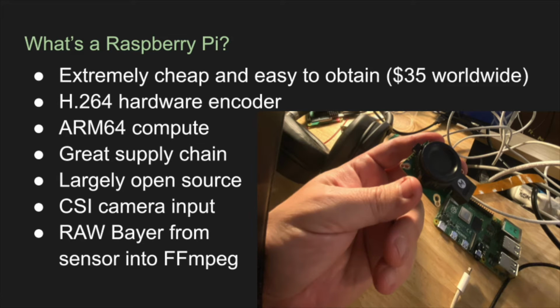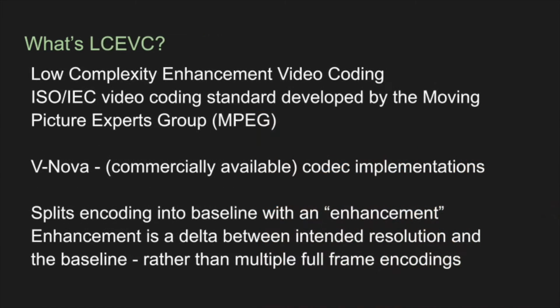It's got an H.264 hardware encoder. It's ARM64 compute. It's got a really good supply chain. It's largely open source, and CSI cameras can be plugged into it, and that gives you a raw Bayer input into FFmpeg. Okay, what's LCEVC?